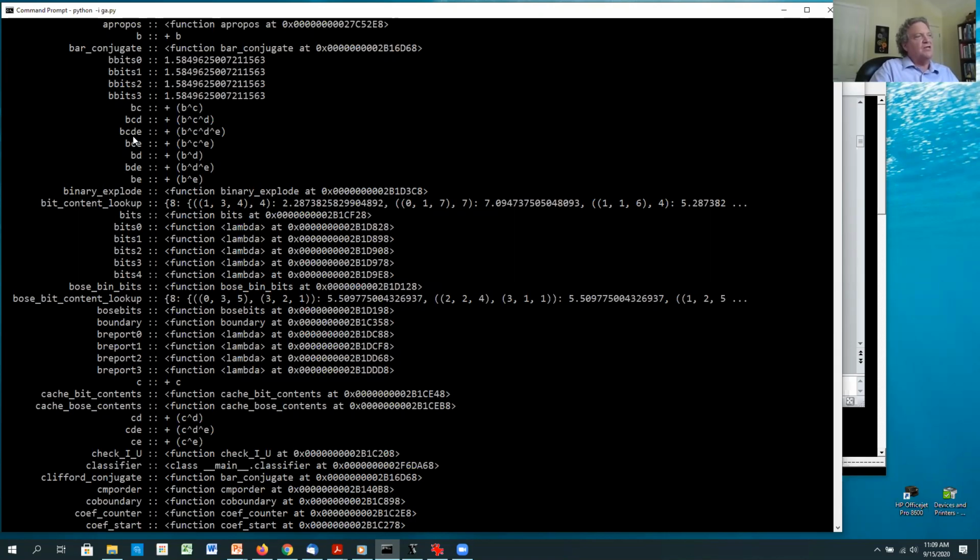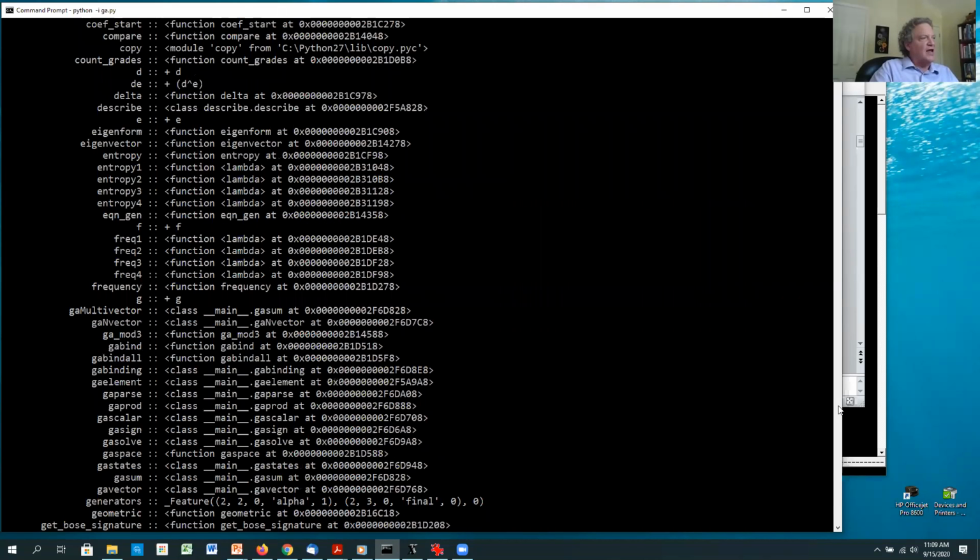Which means that if you do an outer product of them, essentially you raise the grade to grade 2, and this is a grade 3. So as you can see, I've built all of these already, and you can see all the implementation functions that I have here, okay?